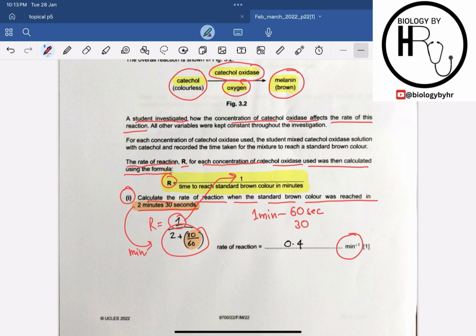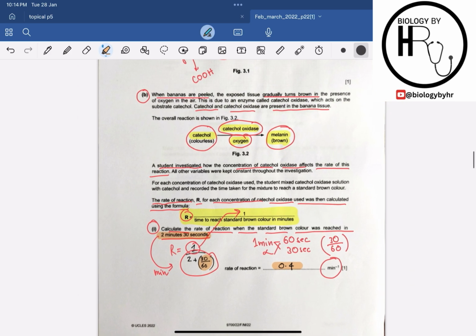So the 30 seconds will be equal to how many minutes? Simply we have to divide 30 by 60, right? And then we will plus 2, and then we will put this into the calculator, and we are going to get our answer as 0.4 per minute.